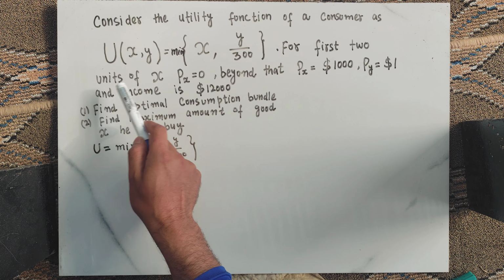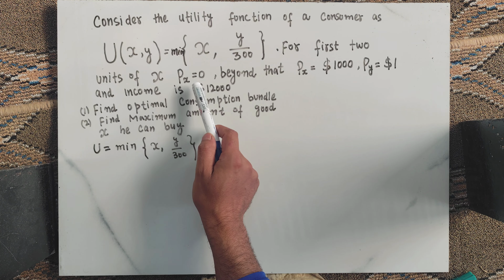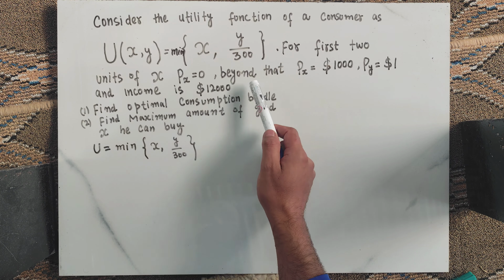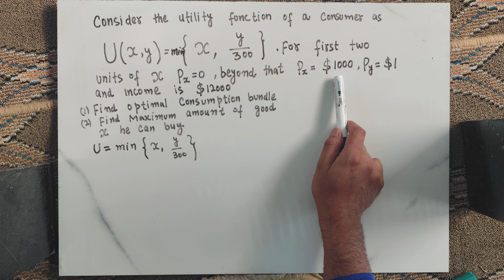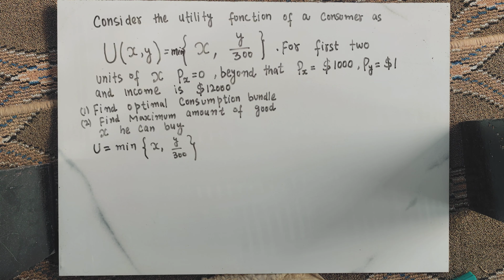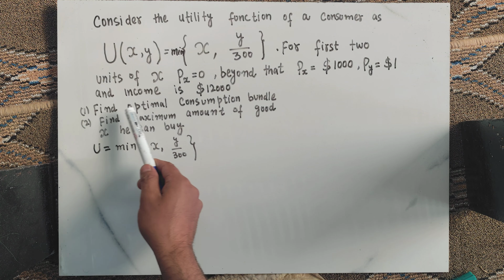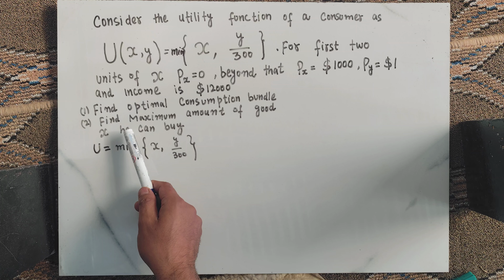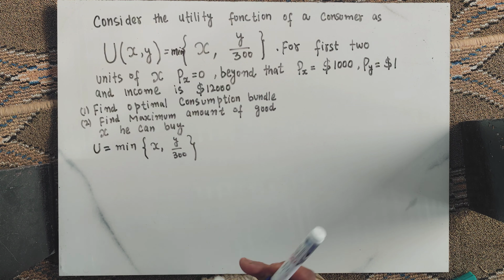For the first two units of good x, the price of good x is 0. That means the first two units of good x are free. Beyond that, the price of good x is $1,000, the price of good y is $1, and the income of the consumer is $12,000. We need to find the optimal consumption bundle of the consumer, and the maximum amount of good x that he can purchase.